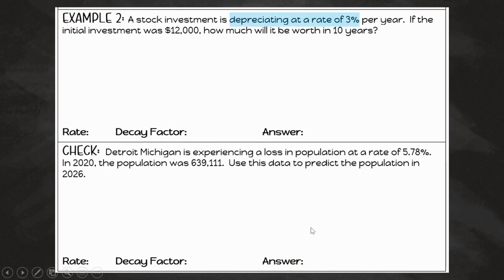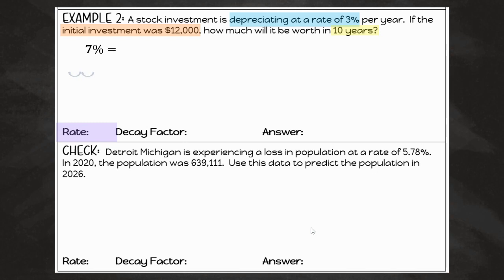All right, last example for the video. A stock investment is depreciating at a rate of 3% per year. If the initial investment was $12,000, how much will it be worth in 10 years? This is definitely not a good stock investment if you're losing money, but in this scenario, let's just go with it.